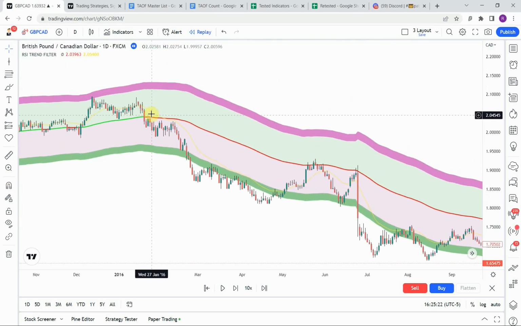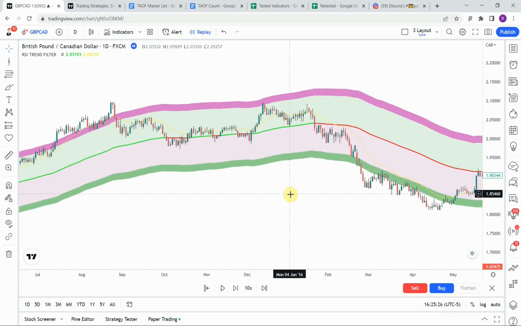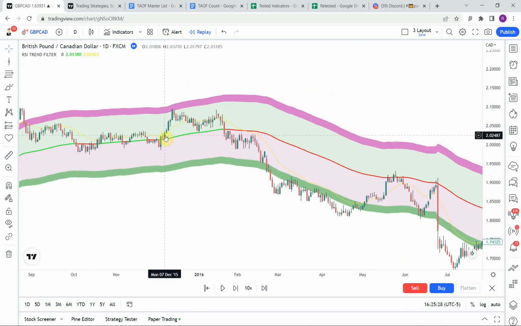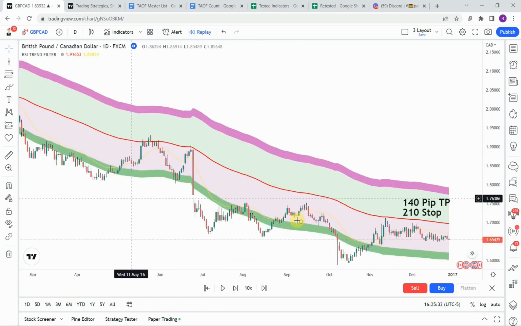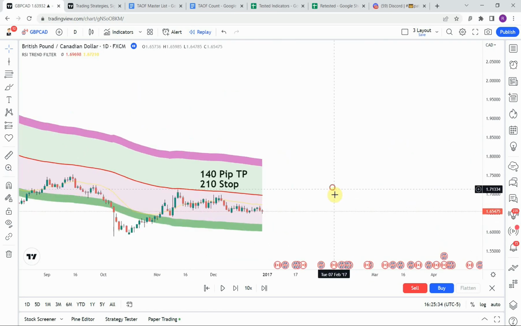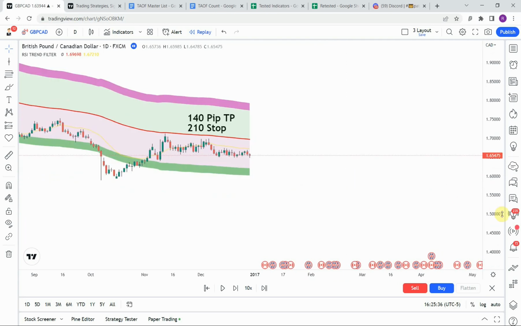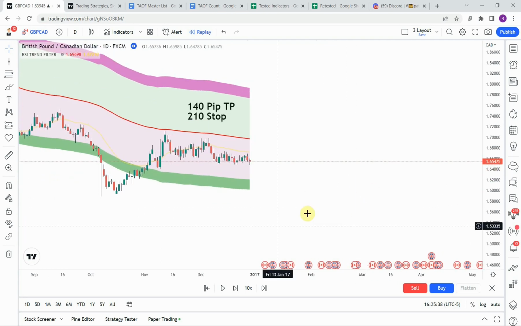Again, we're using the middle line here as the overall trend direction, and we're looking for that to match up with the direction we're going to take. So, all right, let's go ahead and get on with the testing and see what we can get out of this.